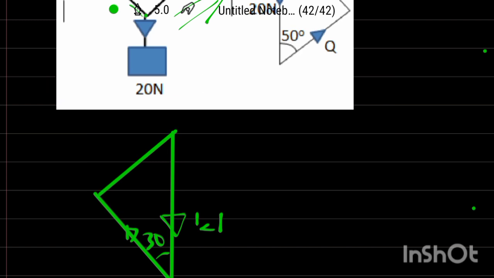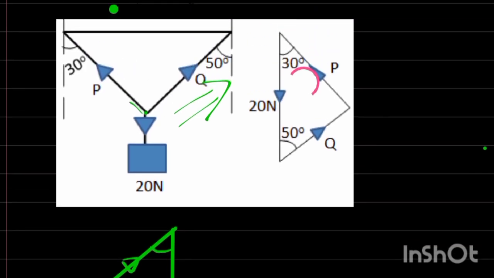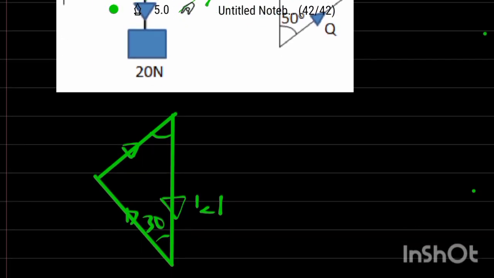The triangle is now closed. Then we have this arrow to indicate its direction. And don't forget, it makes an angle of 50 degrees with the vertical. The weight is the vertical line. So 50 degrees. So I have my T2 and T1 here.